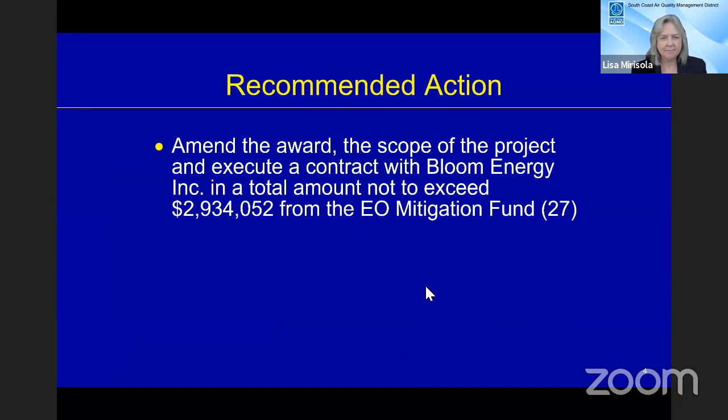Next slide, please. And so with that, staff proposes to amend the award and the scope of the project and execute a contract with Bloom Energy in a total amount not to exceed $2,934,052 from the EO Mitigation Fund. I'd be happy to answer any questions if there are any.